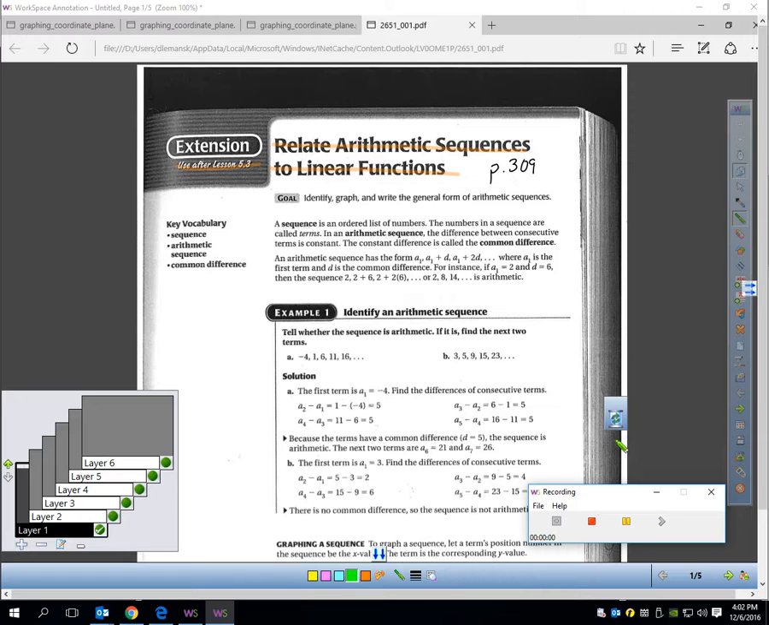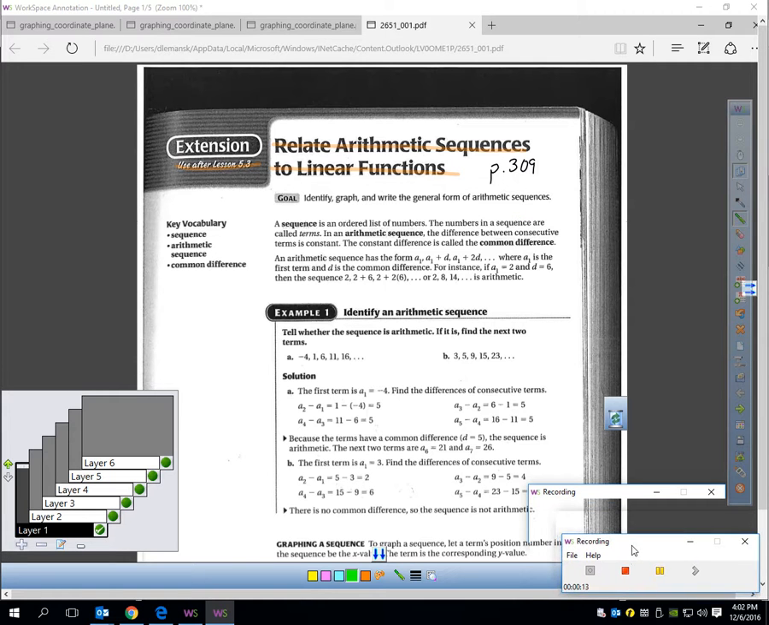This is the extension to lesson 5.3. You should be on page 309. This extension is entitled Relating Arithmetic Sequences to Linear Functions. We definitely have some vocabulary that we need to address in this extension.